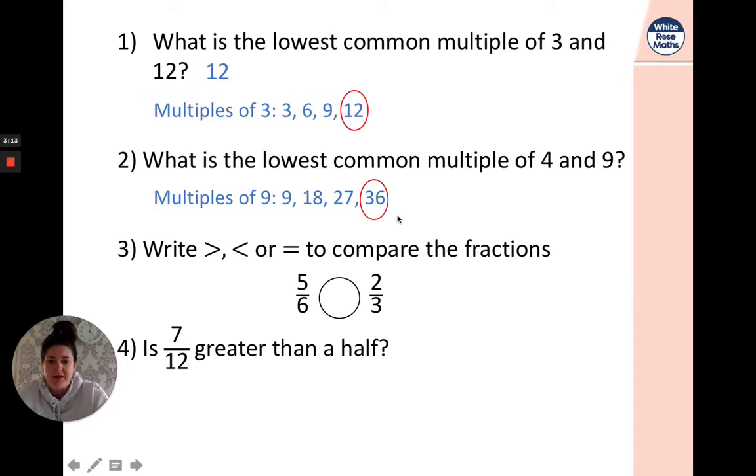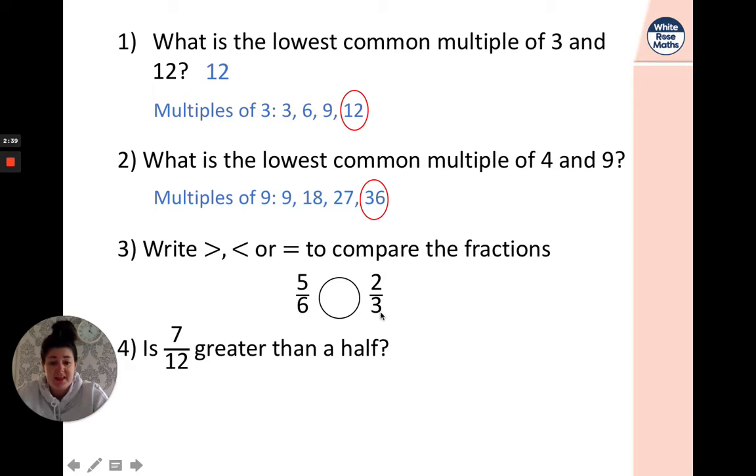Okay, number 3, so we're going to compare these two fractions. We've got 5/6 and 2/3. We need to use the greater than, less than or equal to symbol to decide whether 5/6 is bigger or smaller than 2/3. As I said yesterday, if the denominators are not common, we can't compare them, so we don't know just by looking at them which one's bigger. So we need to find a common multiple, a common denominator.